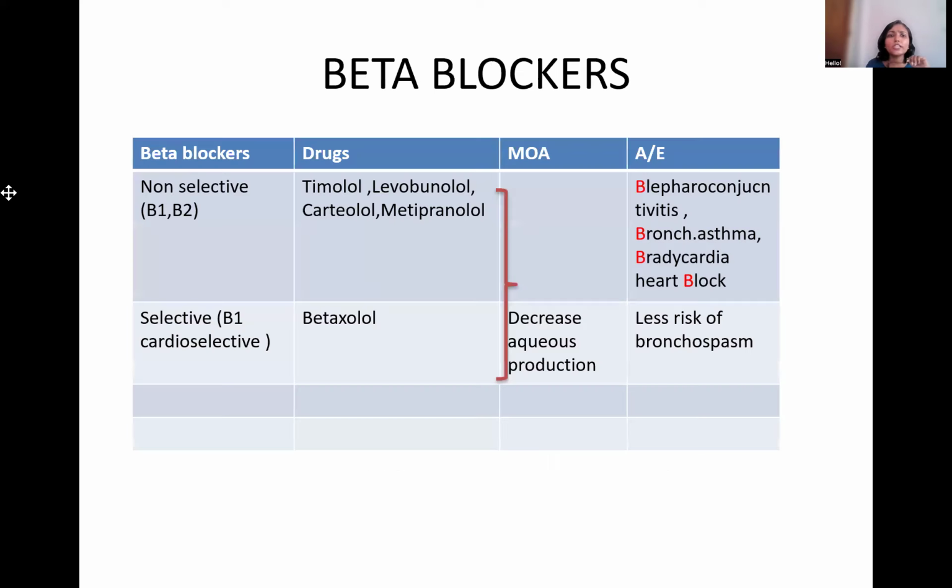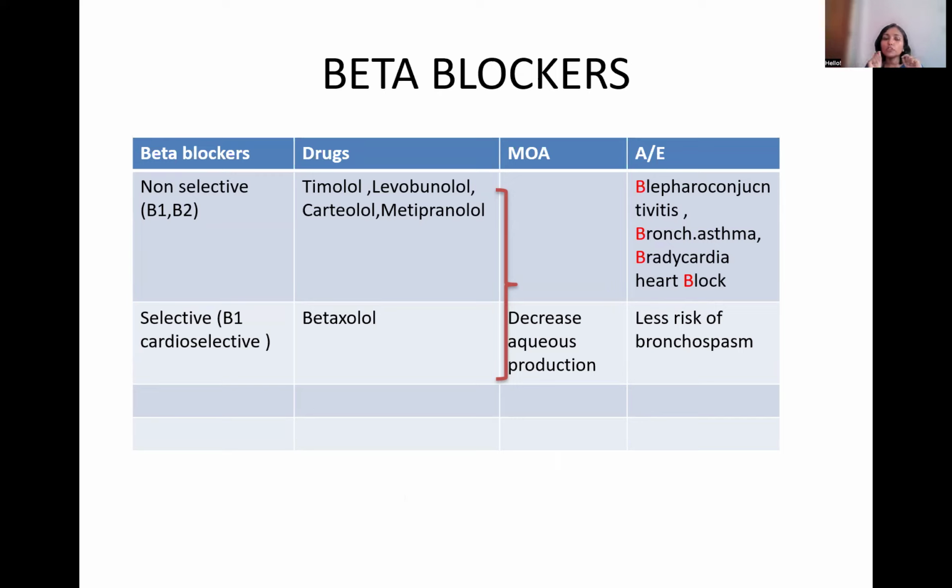Now, which are the beta blockers? We have non-selective beta blockers and selective beta blockers. Just like the previous class of drugs, we have the non-selective and selective ones. Non-selective ones act on both beta 1 and beta 2 receptors. They are timolol, levobunolol, carteolol, and metipranolol. Timolol, I repeat, timolol, levobunolol, carteolol, and metipranolol.